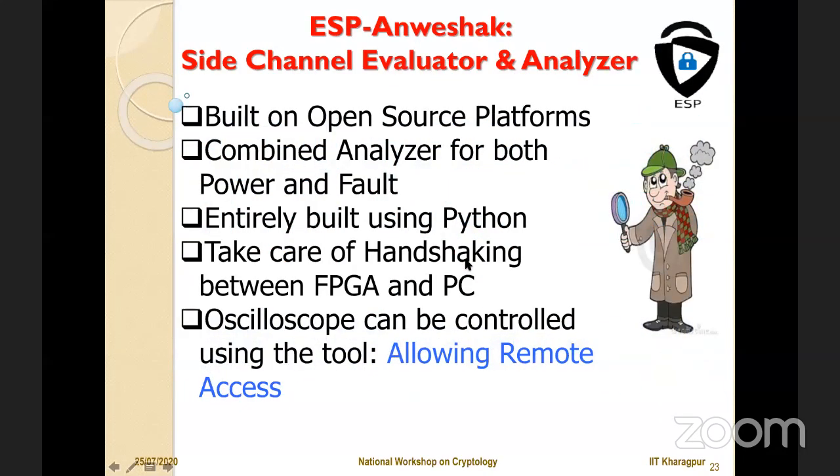So therefore, in order to illustrate this, we built a tool in our institute, and we also have an incubation based on our lab, which we call Embedded Security and Privacy. This is a tool that we have built which works on open source platforms. It combines analysis for both power and fault attacks. It's built on Python and therefore works on most platforms. It can also be controlled remotely, and I particularly highlight that because remote control is a very important thing, as we are seeing in the present day situation.